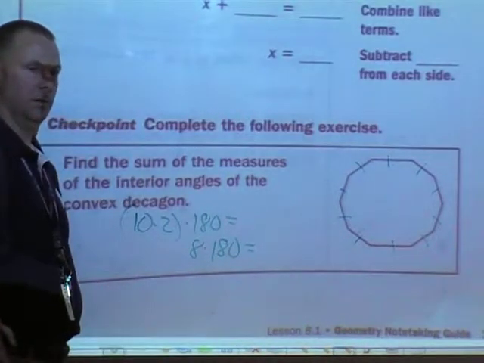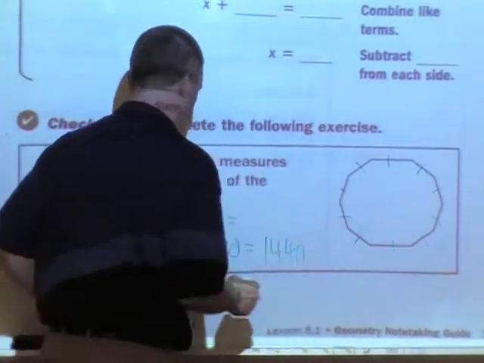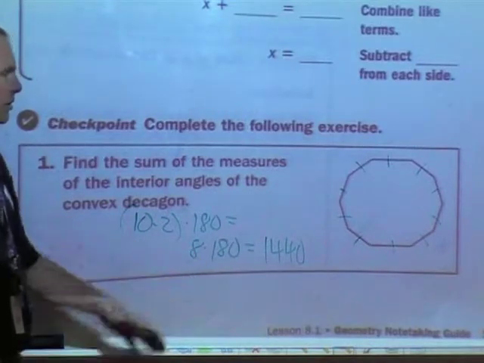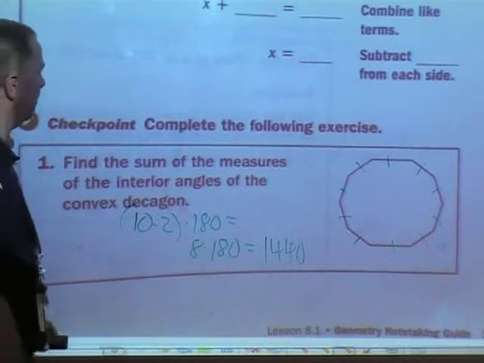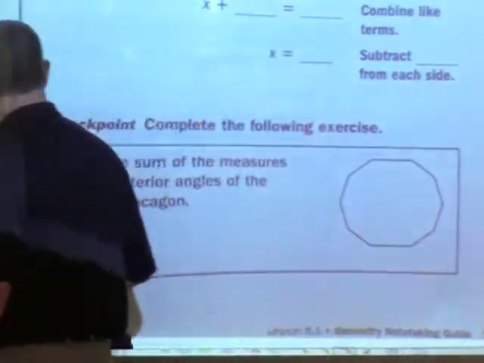And 8 times 180 is 1440. You need a calculator for that. You don't think of it that way. That's how you should think of those things. Alright, good. So that was the first one. Ready for more?